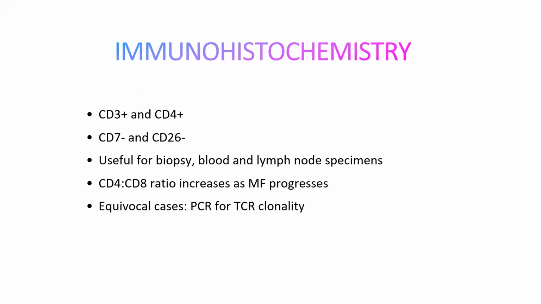On immunohistochemistry staining, MF cells are typically CD3 and CD4 positive and sometimes CD8 positive, but they lose their CD7 and CD26 antigens. The CD4 to CD8 ratio increases as MF worsens, and CD30 positivity indicates large cell transformation, which has a worse prognosis. Lastly, gene rearrangement analysis is performed in equivocal cases to detect clonal T cells. That's when the cancerous T lymphocytes form a large population of clones.